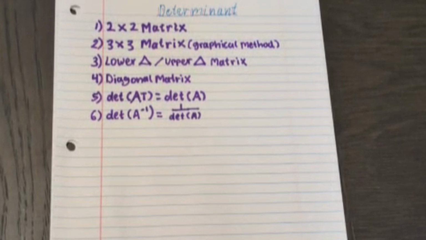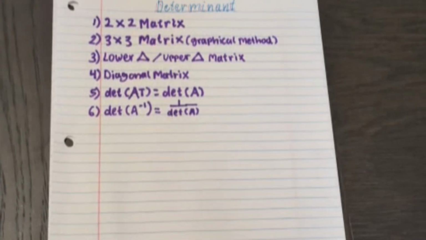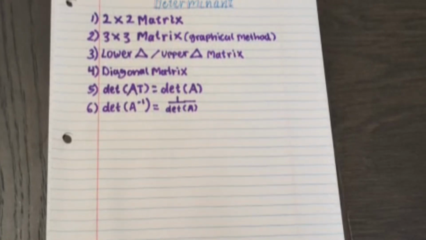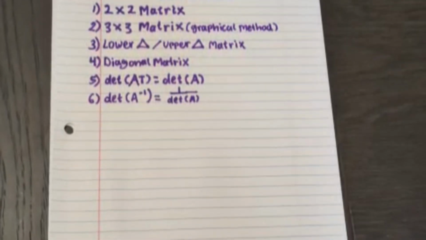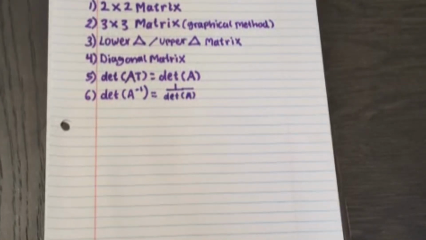The fourth is finding the determinant of a diagonal matrix. Fifth is understanding that the determinant of A transpose is equal to the determinant of A. And then lastly, understanding that the determinant of A inverse can be found by doing 1 over determinant of A. So let's go to our first example.